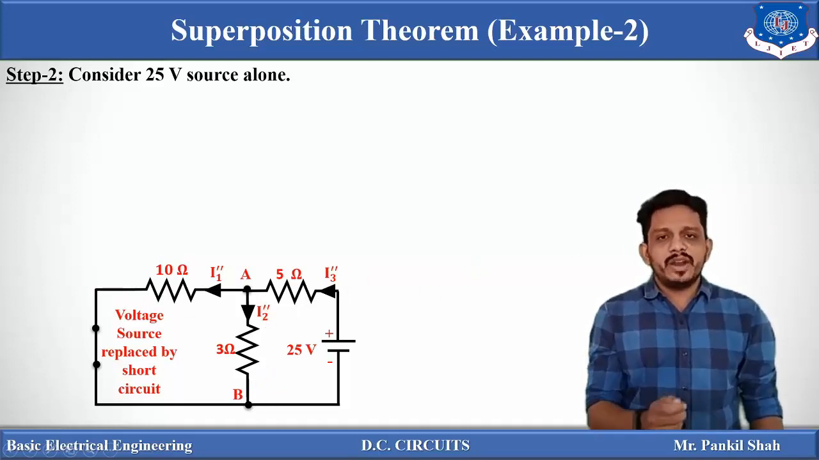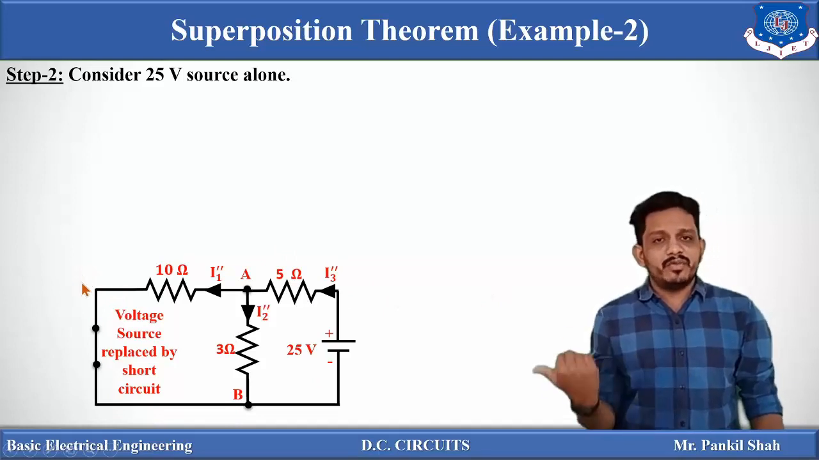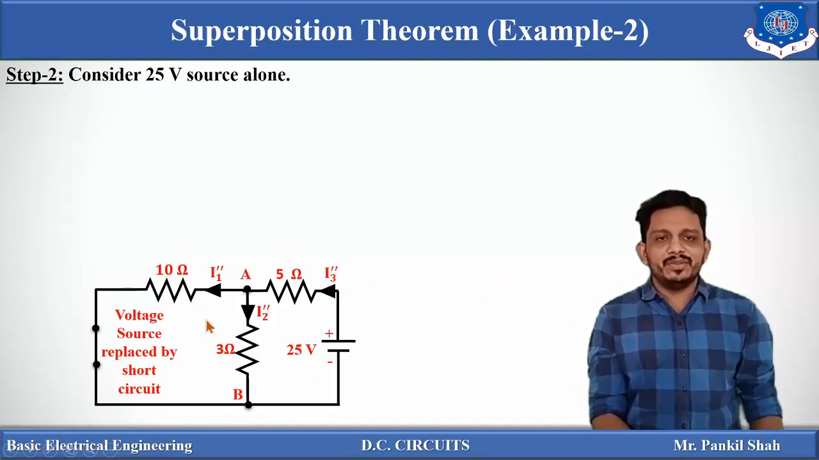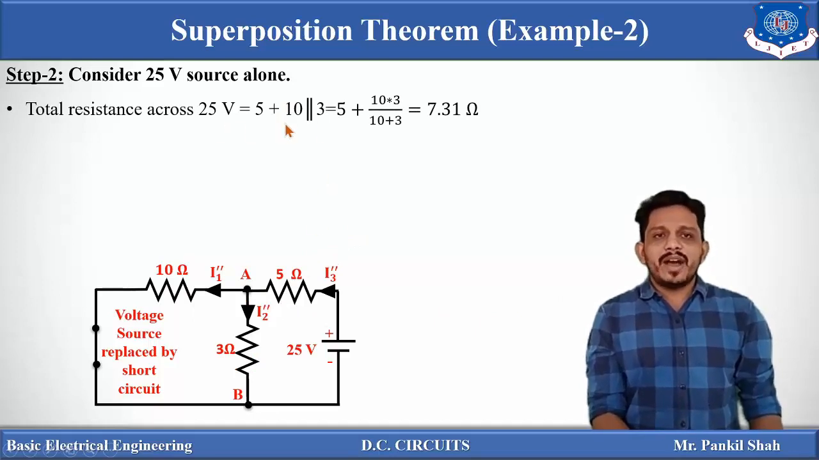So if you want to find the total current drawn from this source, then you have to calculate the total resistance. And again, you have to calculate from the opposite side. So 10 and 3 are in parallel and this 5 is in series. So it will be 5 plus 10 in parallel with 3. This 10 in parallel with 3 will give you 10 into 3 upon 10 plus 3, and this 5 ohm is in series. If you solve this, it will give you 7.31 as the total resistance of this whole network.